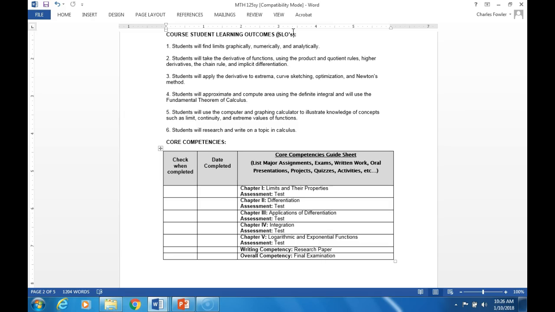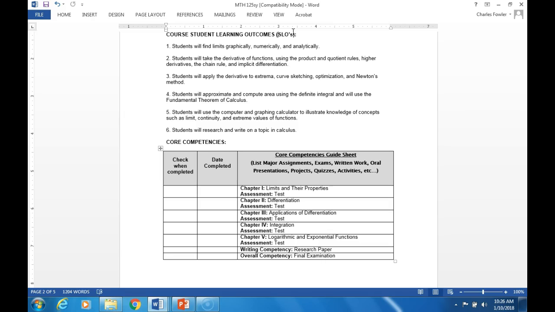Okay? And then students will use the computer and graphing calculator to illustrate knowledge of concepts such as limit, continuity, extreme values, curve sketching, that kind of stuff. Now, is it absolutely required for you to have a graphing calculator? No. Only if you want it. You'll be doing some curve sketching, graph sketching. You can do it on paper or you can do it on the computer, okay? That's up to you whether you use the graphing calculator.